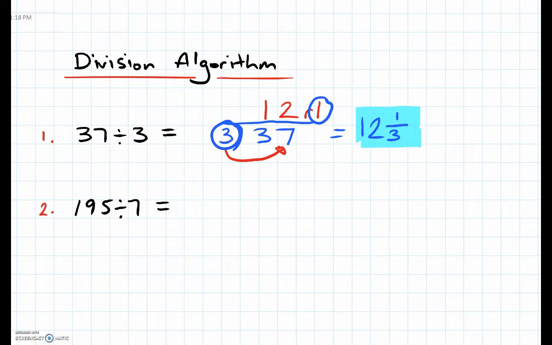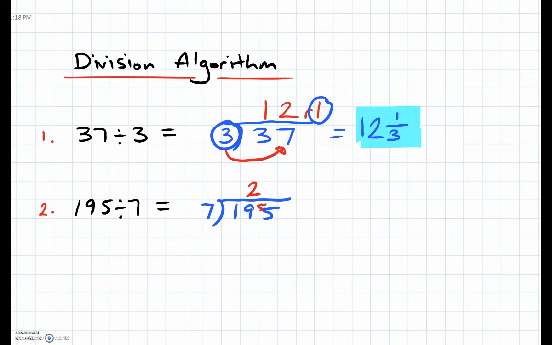Let's have a look at a second example. I want to know how many times 7 will go into 195. My first step is to work out how many times 7 goes into 1. Now 7 is clearly bigger than 1, so it's not going to go into it. So I need to put that 1 with the 9 to make 19, and work out how many times 7 goes into 19. 7 goes into 19 two times, because 2 times 7 is 14. There will be a remainder of 5 left over.